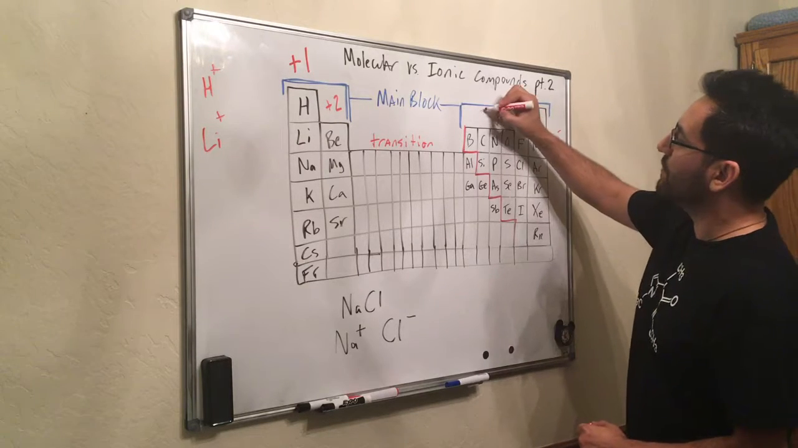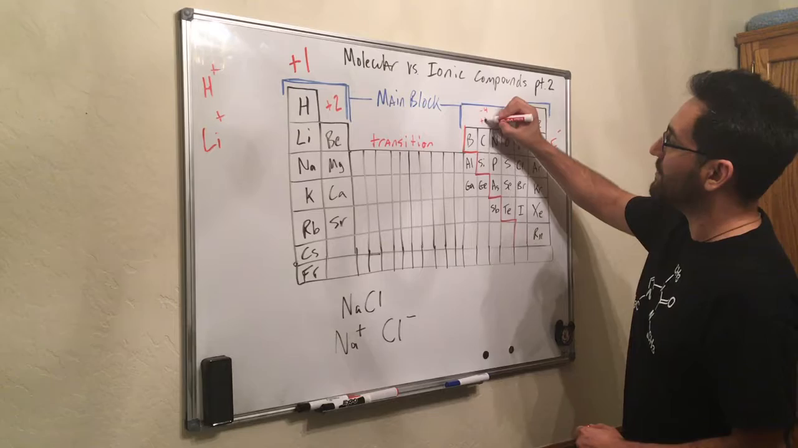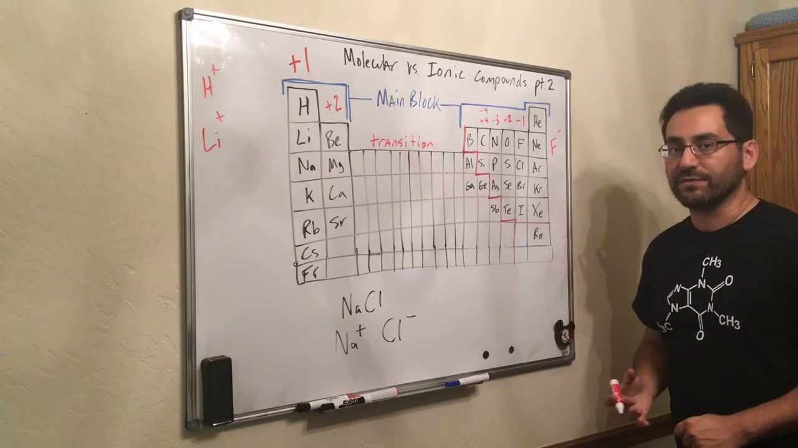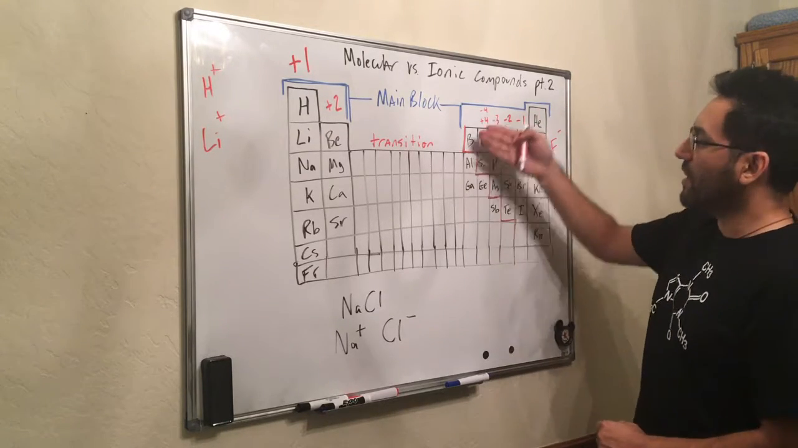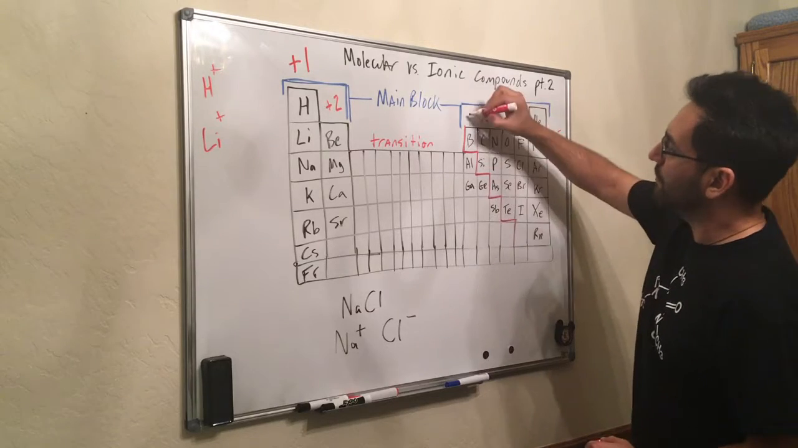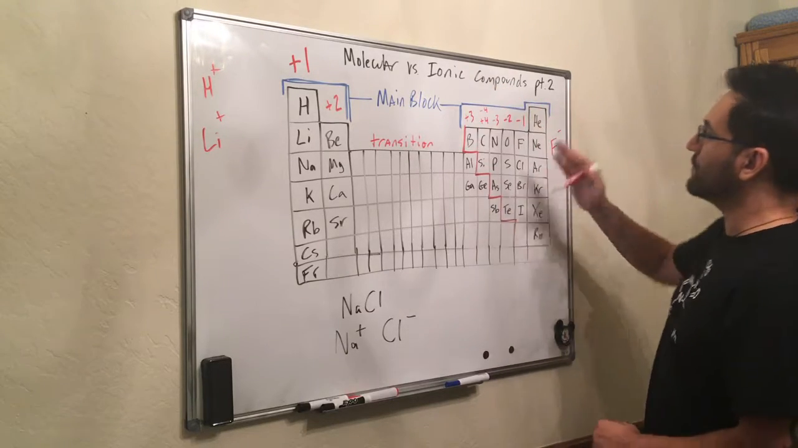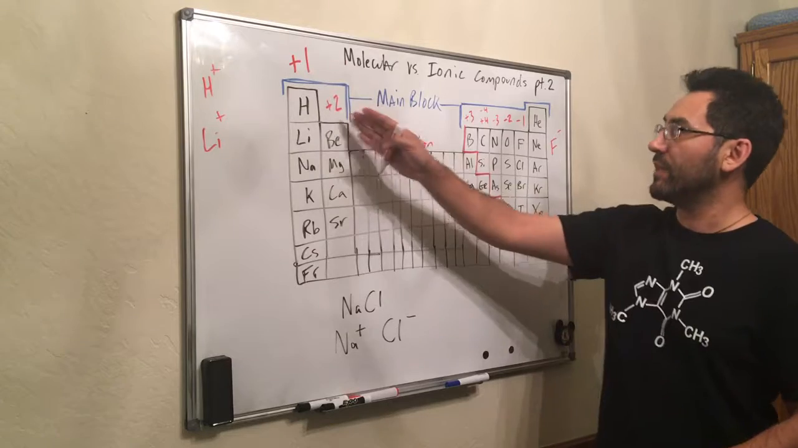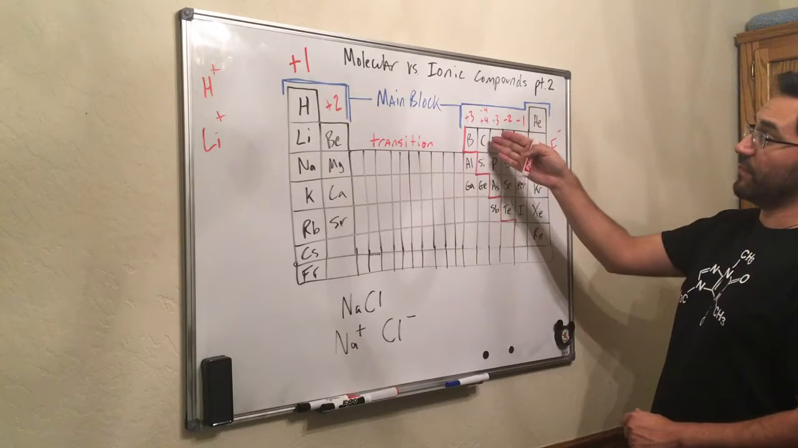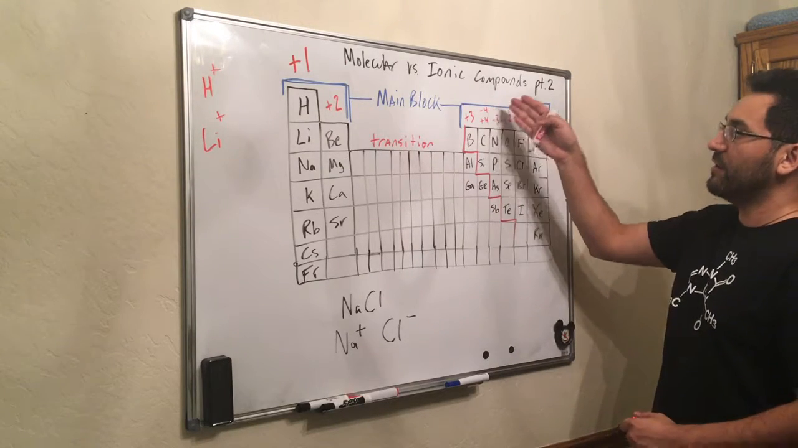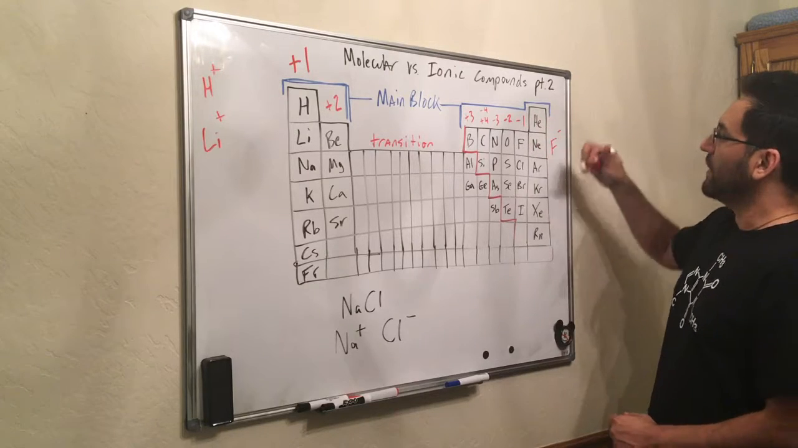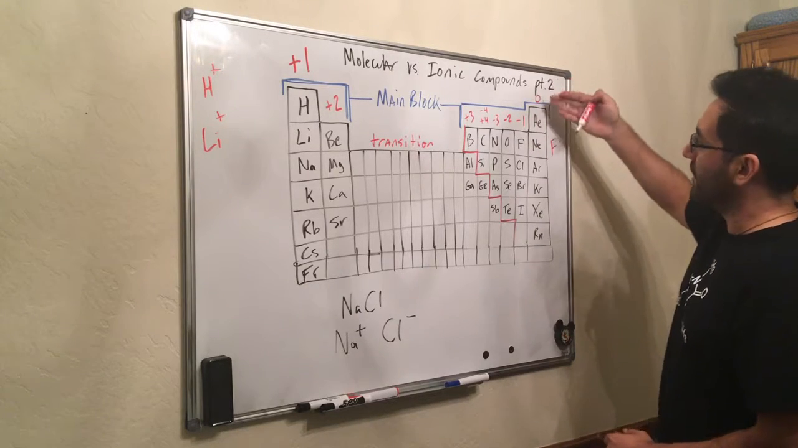Carbon actually can form a -4 or a +4. Carbon is very special that way. Boron, aluminum, gallium, anything in this row can do +3. So there's a trend here: +1, +2, +3, +4, or -4, -3, -2, -1. These guys don't form ions.